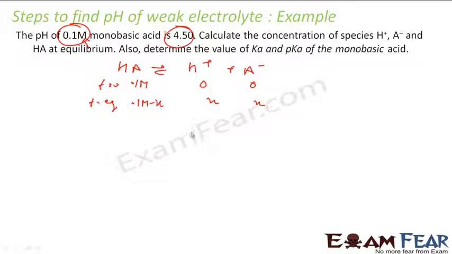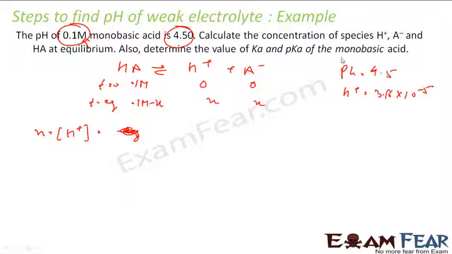So you need to find the value of x first. So x is nothing but what? H plus ion concentration, and I can find the H plus ion concentration. How? pH is given, pH is equal to 4.5. So if the pH is 4.5, you can find H plus concentration, that comes out to be 3.16 into 10 to the power minus 5.